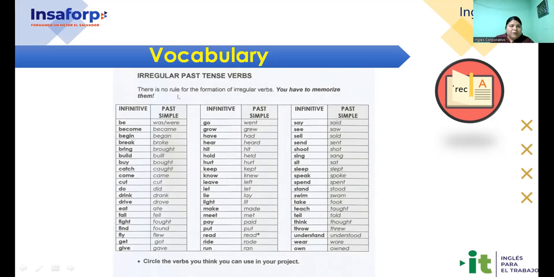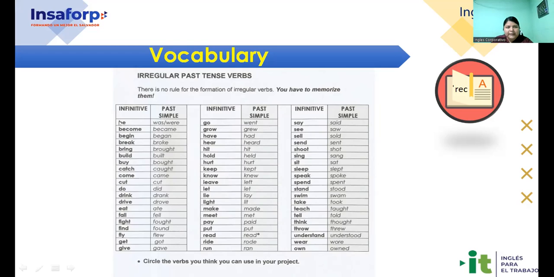Okay, so there is no rule for the formation of an irregular verb. So you have to memorize the past form. Algunos de los verbos que terminan en ED son verbos regulares. Bueno, todos los que terminan en ED. Y tenemos los verbos irregulares. So, in this case, you have to memorize this, because we don't have the same rule. There is no rule, in fact.